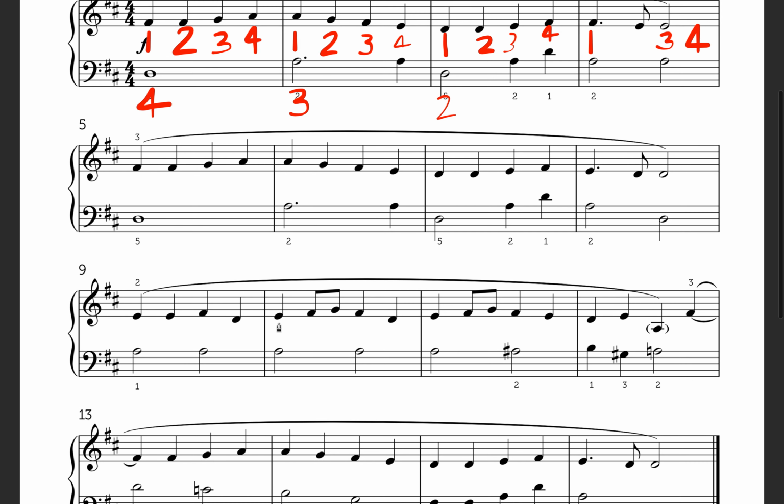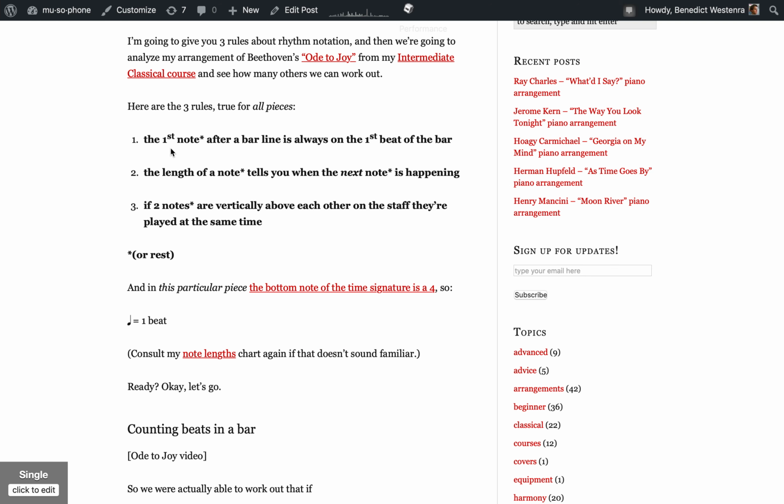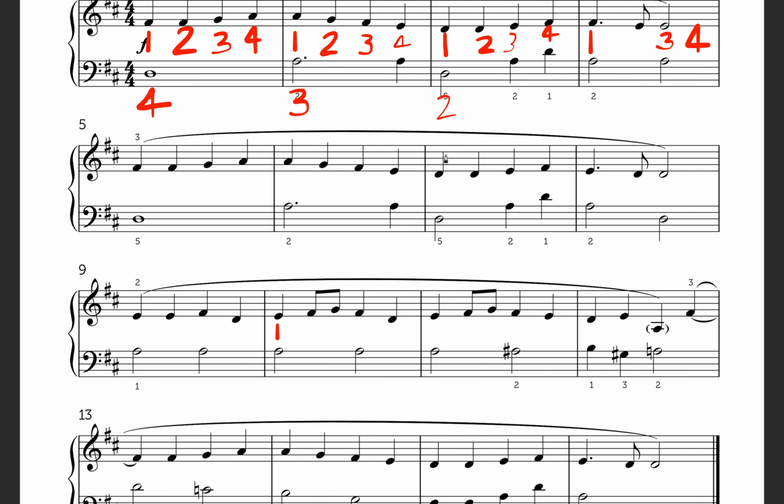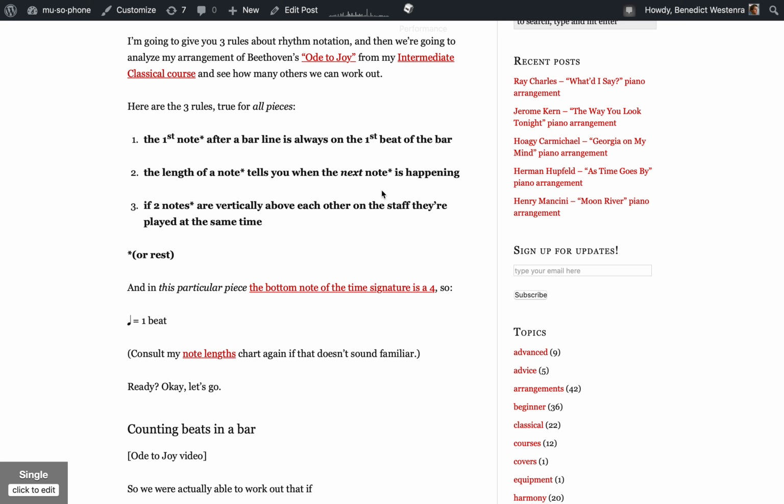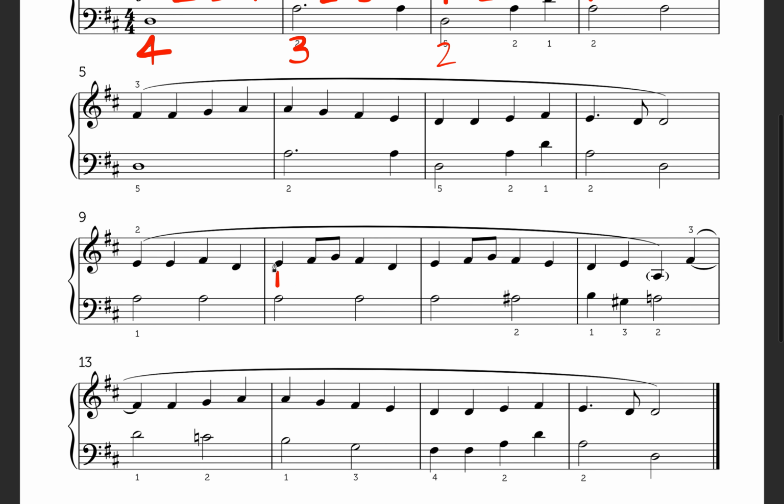Well, okay, straight away we can put in 1. That's rule number 1 again. I'm going to repeat myself a lot just so this information gets stuck in your head. The first note after a bar line is always on the first beat of the bar, so we can do that straight away. Second rule, the length of a note tells you when the next note is happening, so same logic, 1-beat note, so this is beat 2.